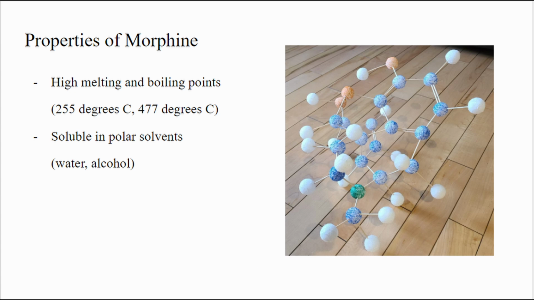Properties of morphine. Morphine has high melting and boiling points, which are approximately 225 degrees Celsius and 447 degrees Celsius. It is also soluble in polar solvents such as water and alcohol. Morphine has such high melting and boiling points because it has a lot of electrons as well as all the intermolecular forces and hydrogen bonding.